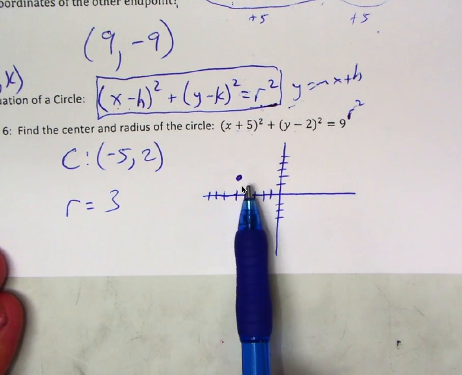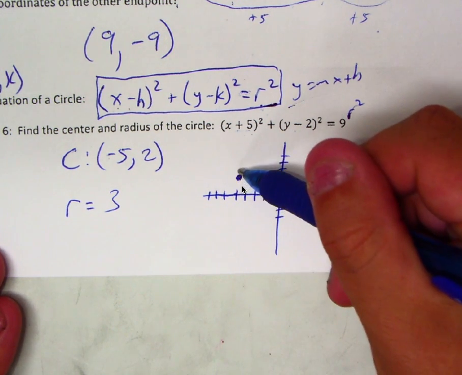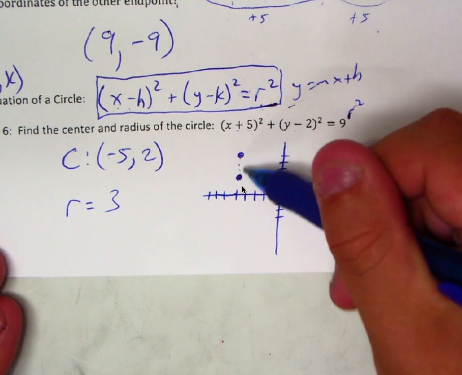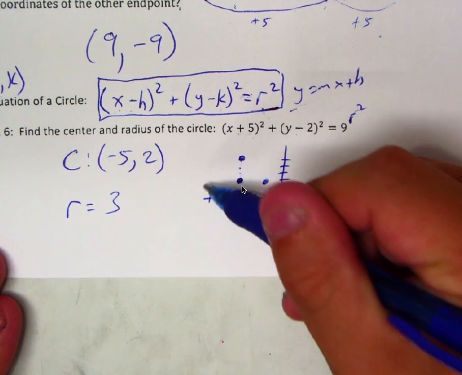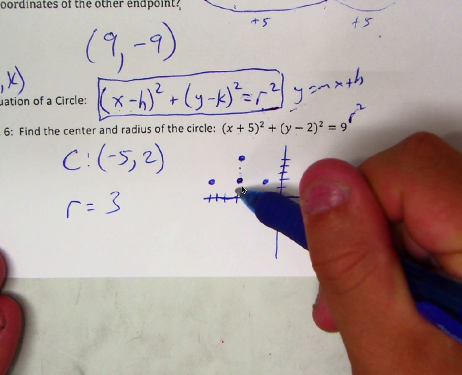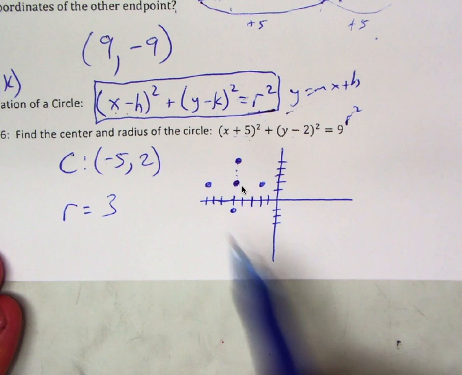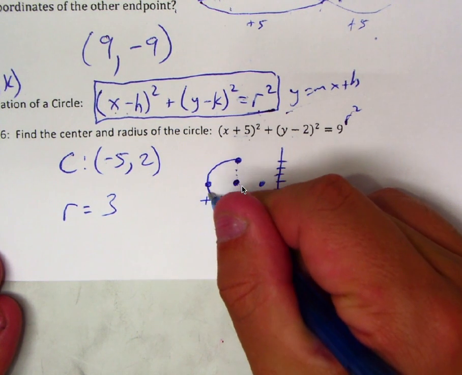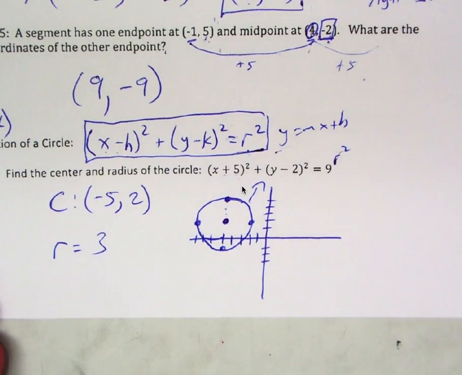So from the center, let's go up 3. We're just drawing a rough sketch. 1, 2, 3. Let's go right 3. Let's go left 3. And down 3. And here is really the outline of your circle, and now you can graph it. It's just a rough sketch, but this is what that equation stands for.